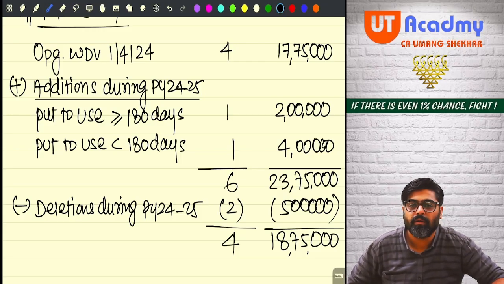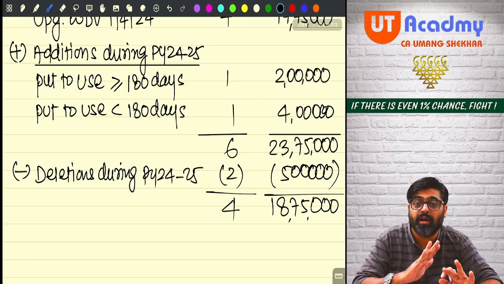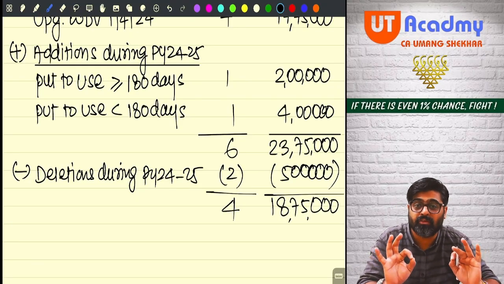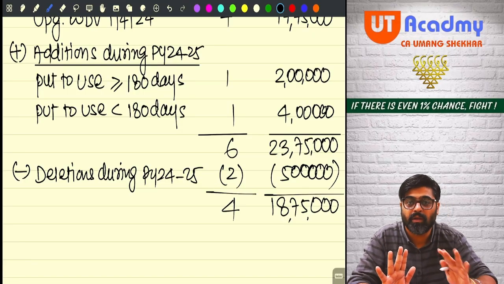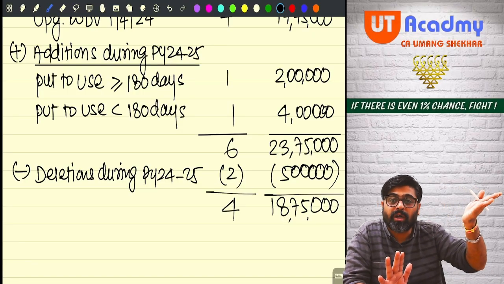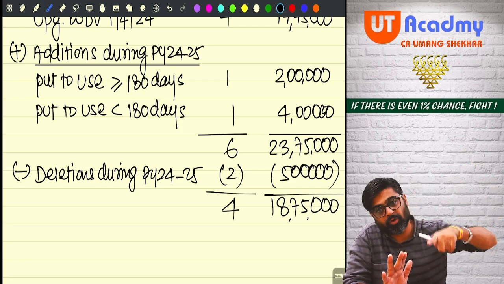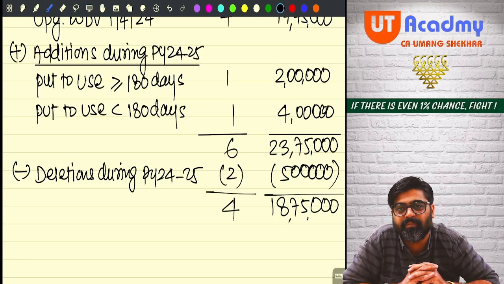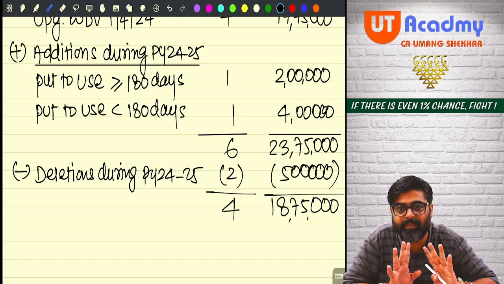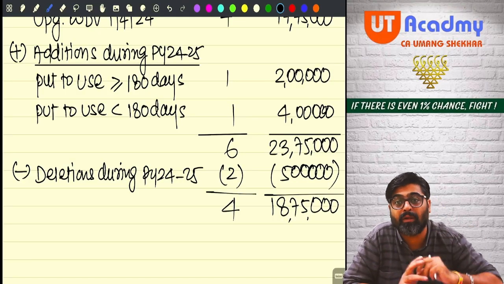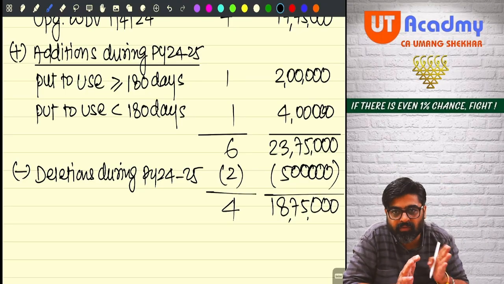Sure. Now on this 18 lakh 75,000, this is the last day. As on the last day of my previous year, 4 assets are still there in the block, having how much remaining cost, 18 lakh 75. Now this 18 lakh 75 should be allowed to me in the form of depreciation. This is my depreciable value. Whatever depreciation will be calculated on this value and not 23 lakh 75. Why? Because from 2375 I have already recovered 5 lakhs in this year.